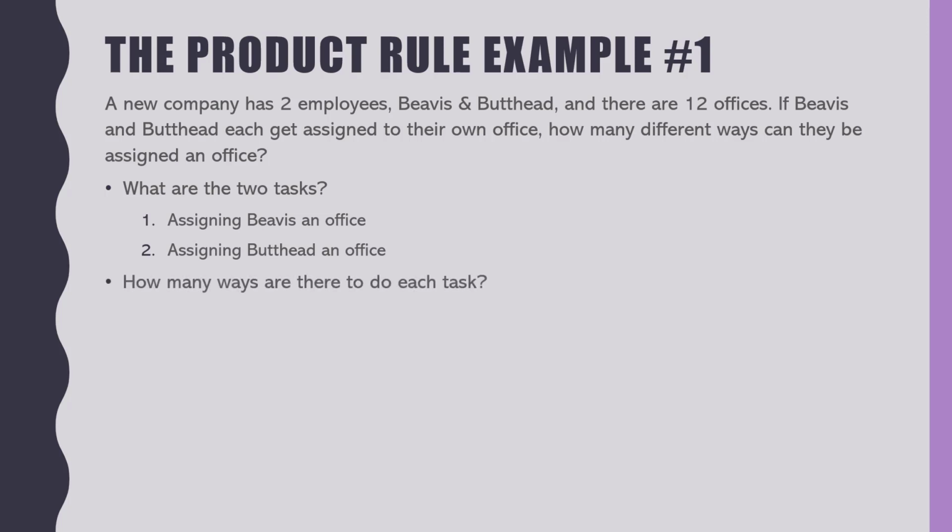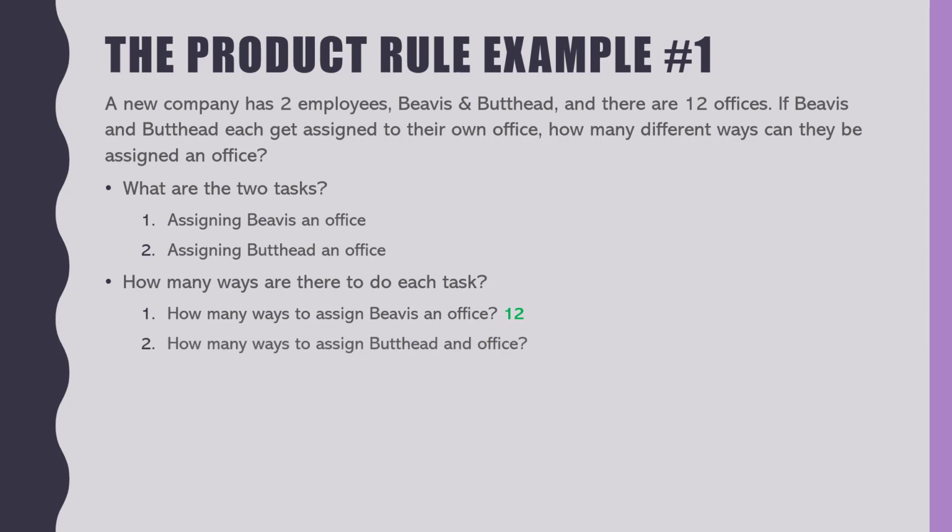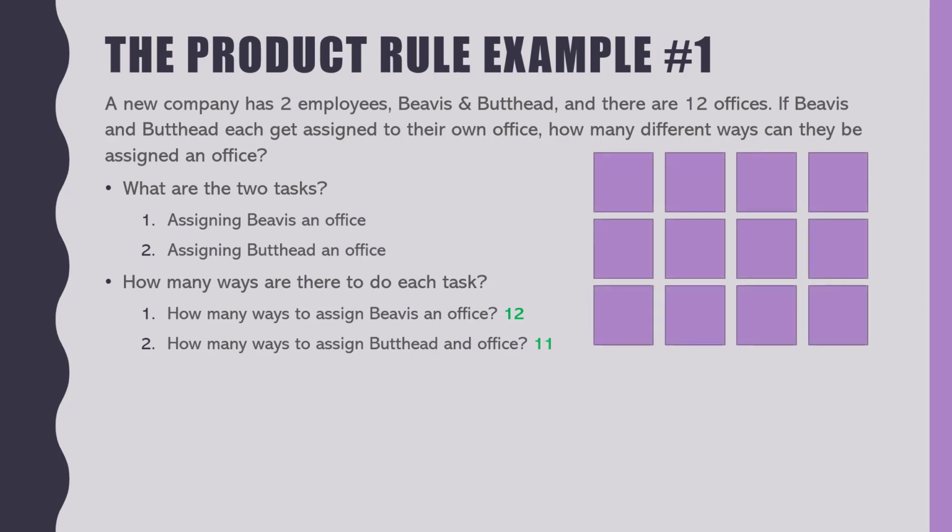How many ways are there to do each task? Well, this is the very first basic principle of this counting stuff, the product rule. How many ways are there to do each task? How many ways are there to assign an office to Beavis? 12, all right. How many ways are there to assign an office to Butthead? Yes, it's 11. It's 11, okay?